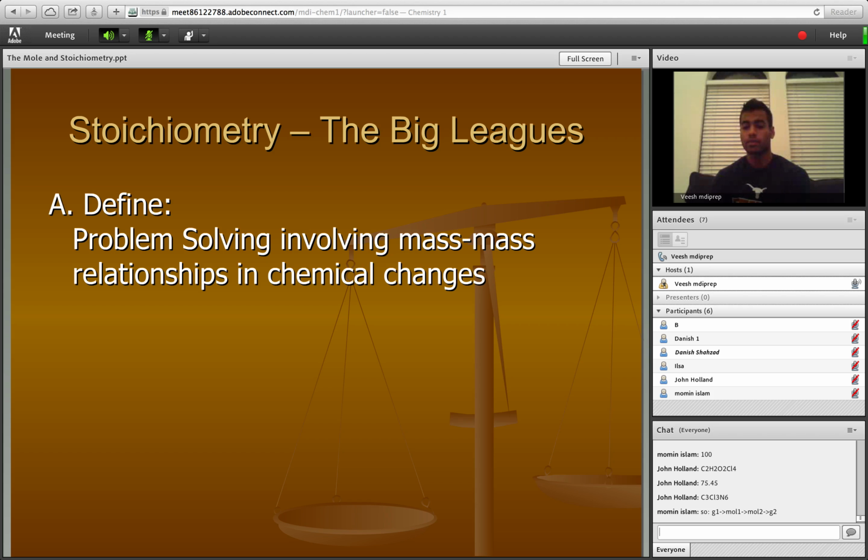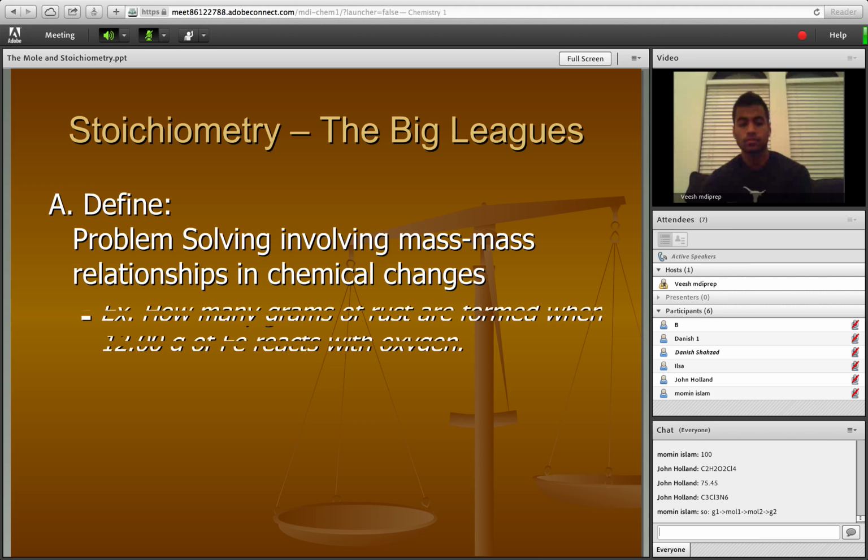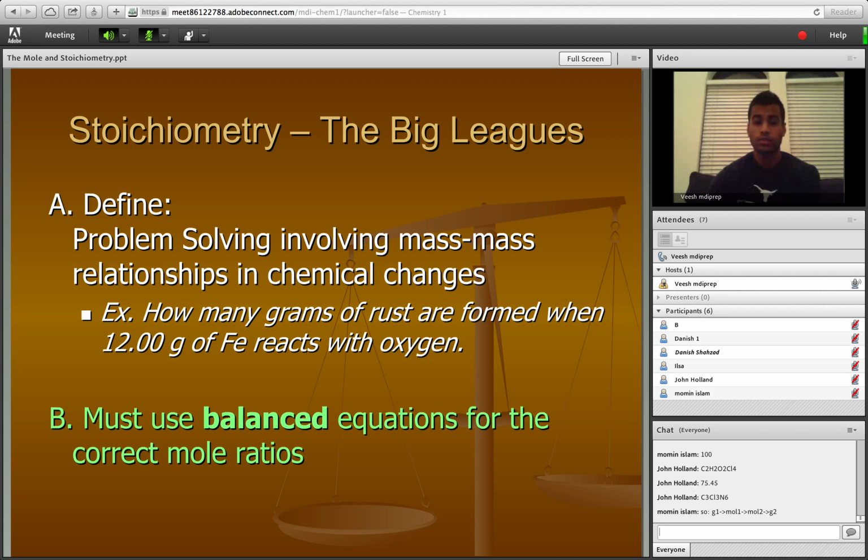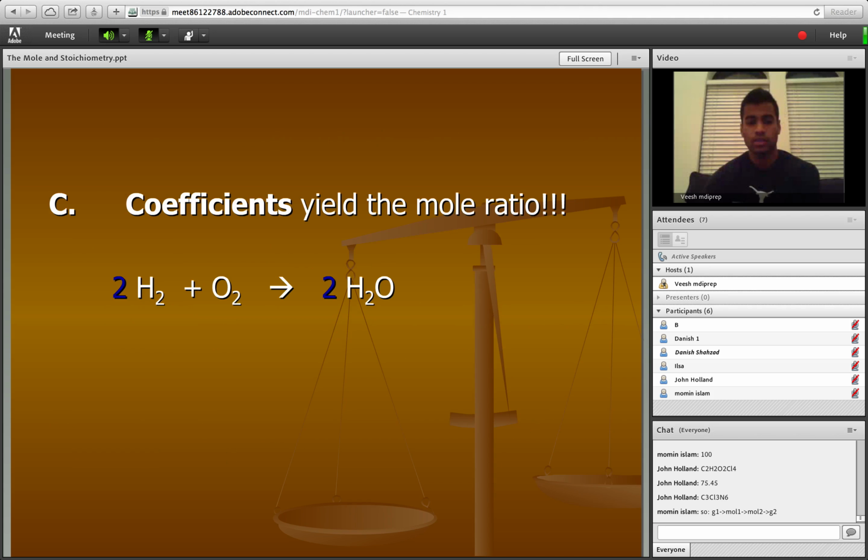is a method of problem solving involving mass-to-mass relationships in chemical changes, so in chemical reactions. Yep, that's exactly the process. So, how many grams of rust are formed when 12 grams of iron reacts with oxygen? You have to use balanced equations to get the correct molar ratios.